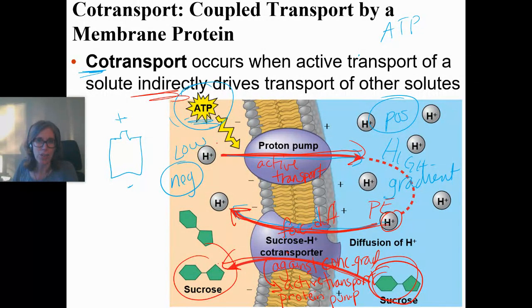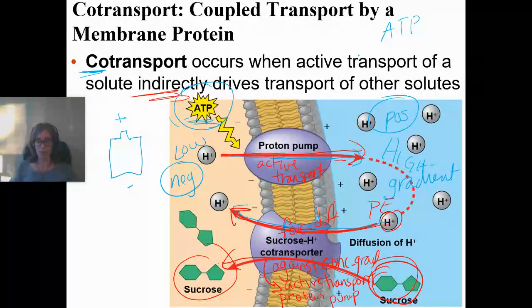So it's really an indirect thing because here's one protein pump that's transporting protons, right? And then that's used as it comes back this way to shove the sucrose the other way. And that, I think, is my story.